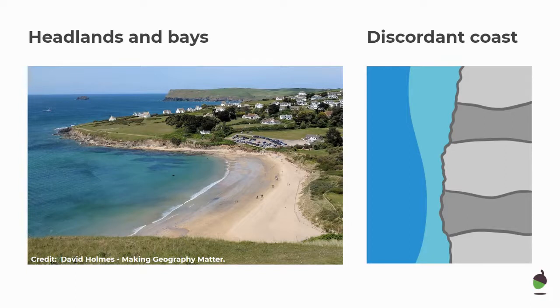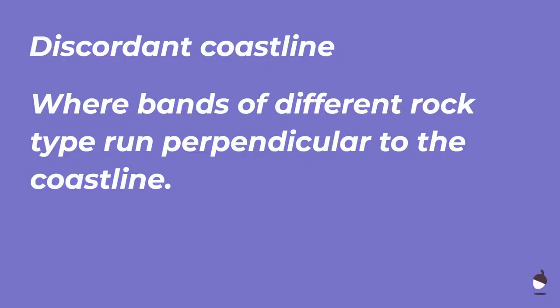Headlands form on a discordant coastline. If you look at the diagram on the right, there is dark grey rock, which is soft, and then there are 3 strips of light grey rock, which in this example would be the hard rock that gets left as headlands. So a discordant coastline. Can you jot this down for me? A discordant coastline is where bands of different rock type run perpendicular to the coastline. So they are at right angles to the coastline.